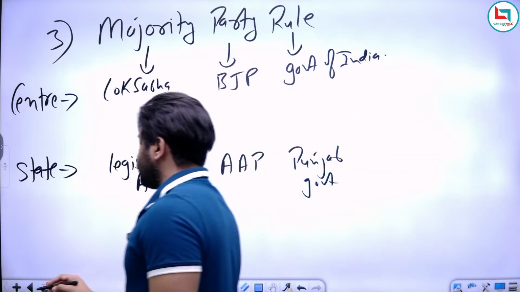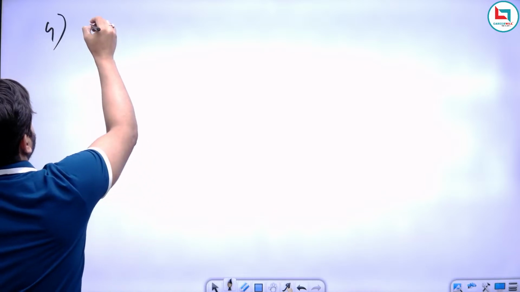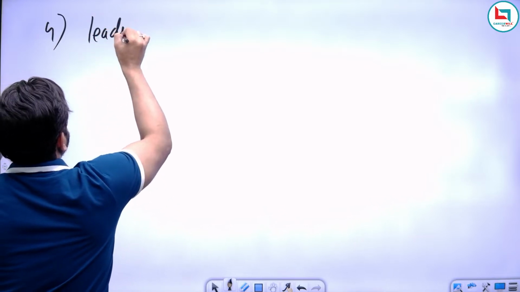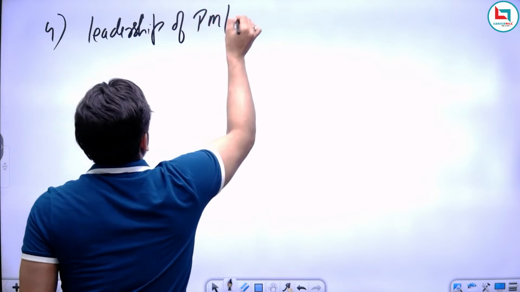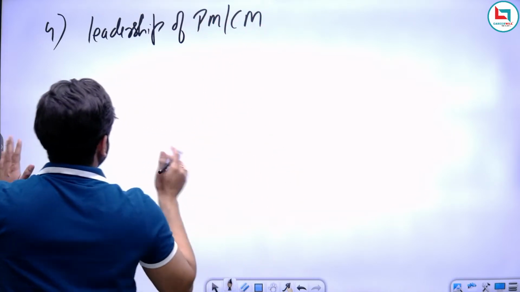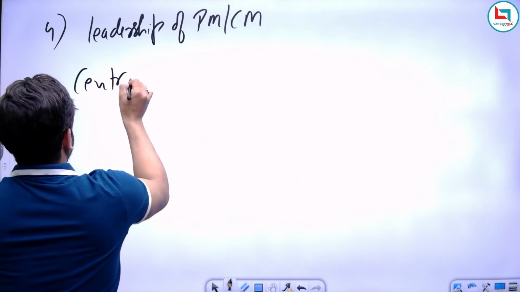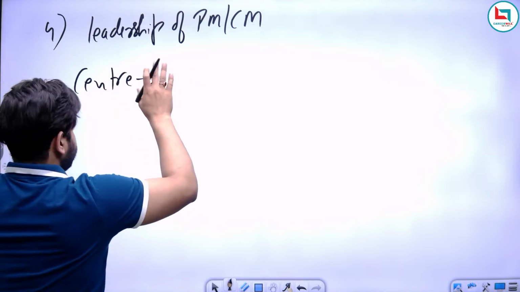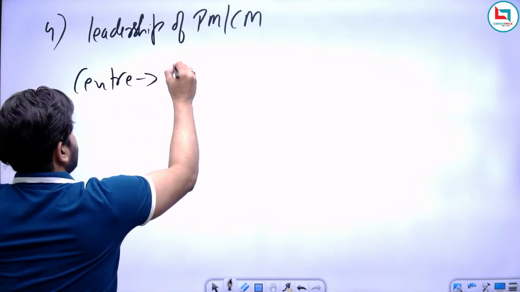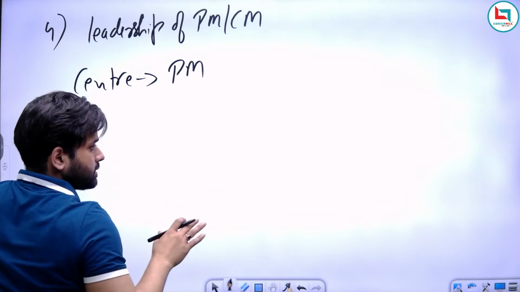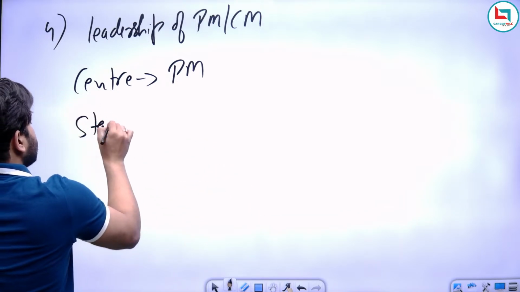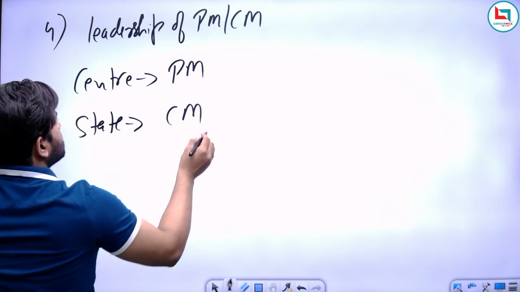Now starting with fourth feature. The fourth feature is leadership of Prime Minister or Chief Minister. Now this is simple. Who is the leader at the center? It is the Prime Minister. It is under the leadership of Prime Minister. And in states, it is the leadership of Chief Minister.